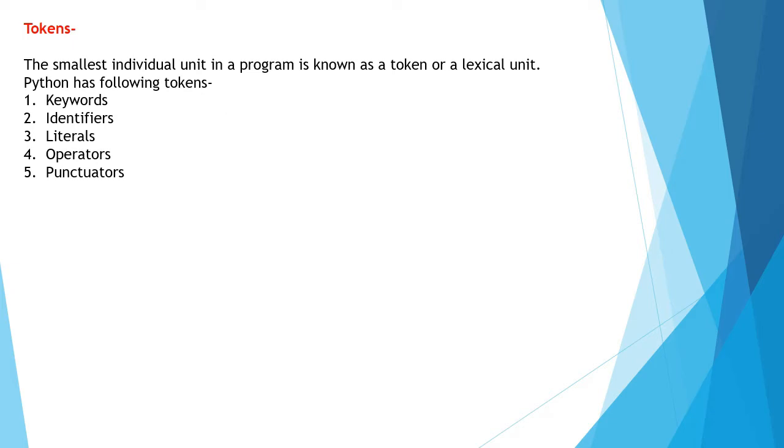Now Python has the following tokens. First is keywords, second is identifiers, third is literals, fourth is operators, and fifth is punctuators. So let's discuss all these points one by one.